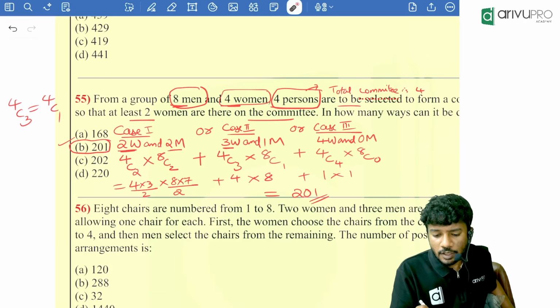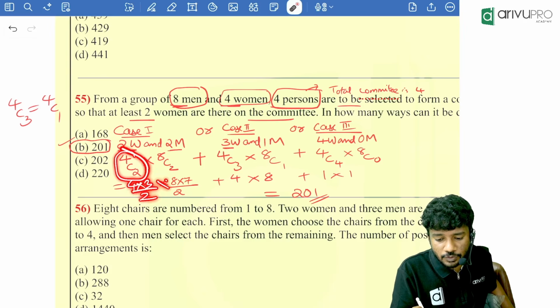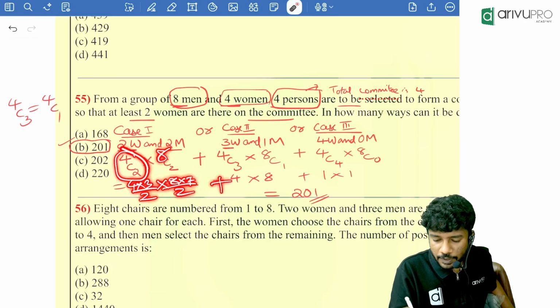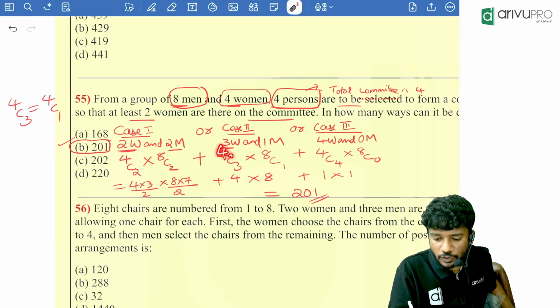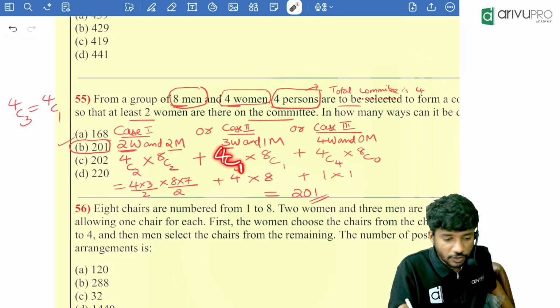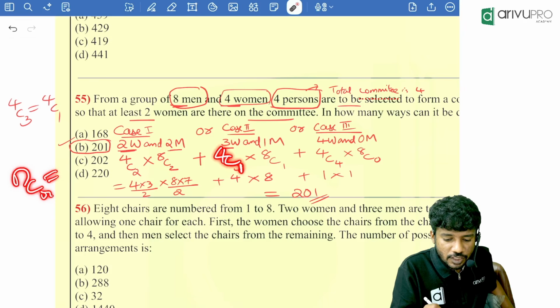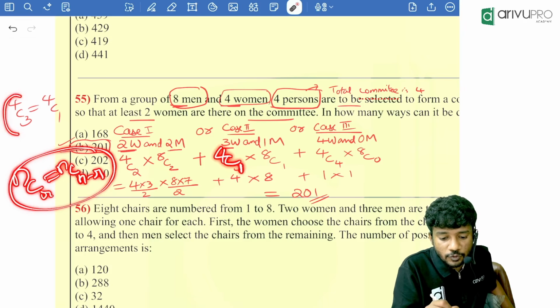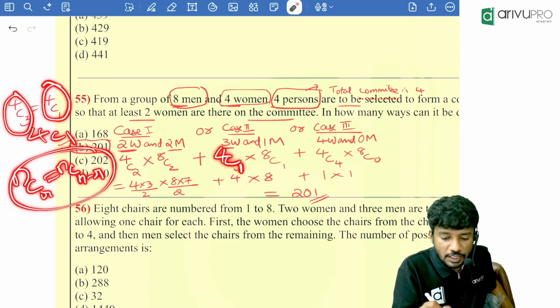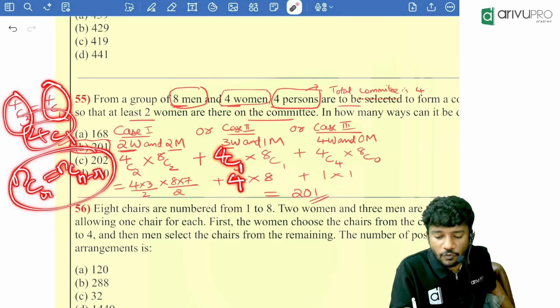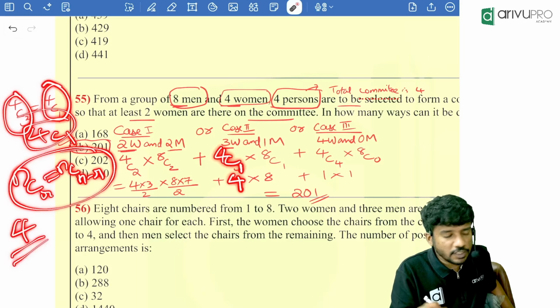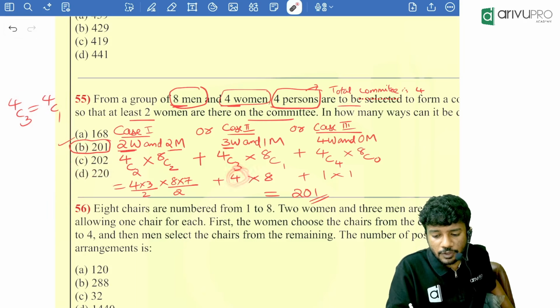So 4C2 is how much? 4 into 3 divided by 2. 8C2 is how much? 8 into 7 divided by 2. Plus, since "or" means plus always. 4C3 is how much? 4C3 can be written as 4C1. Do you remember? NCR is equal to NC(N minus R). From that, 4C3 is equal to 4C1. That's how it became 4. 4C1 is 4 itself, right? We studied that.